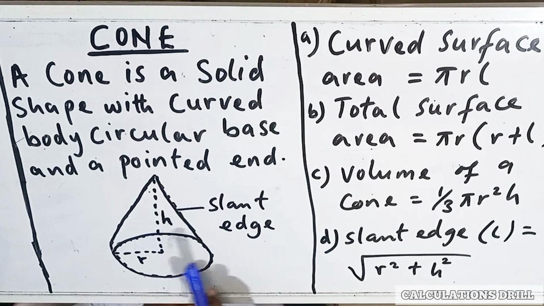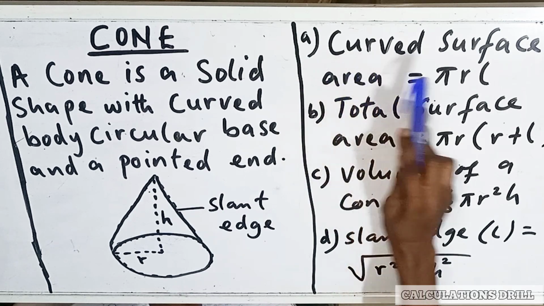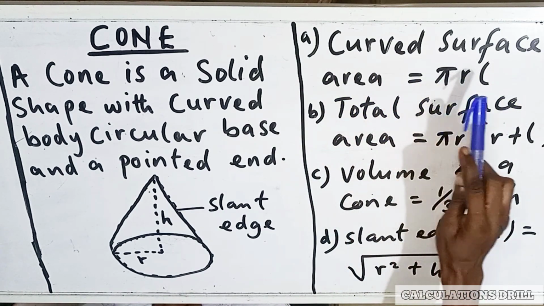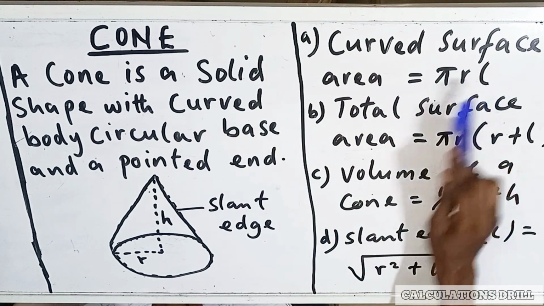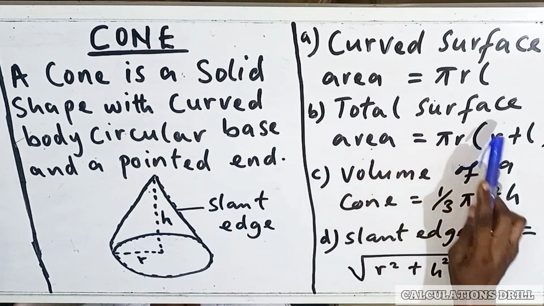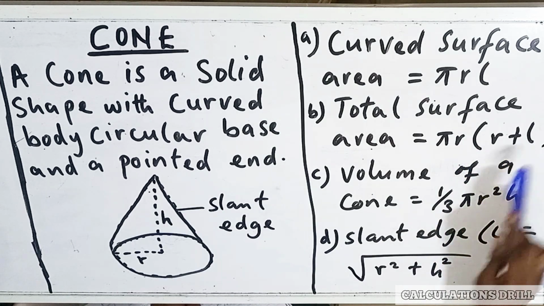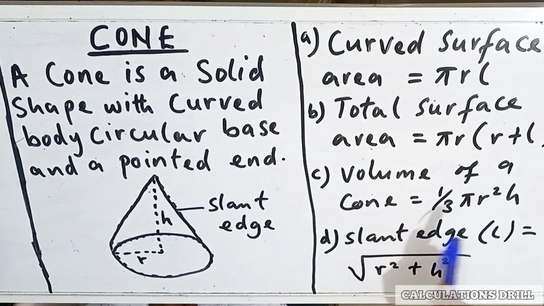Some of the formulas we need to understand are the curved surface area, pi RL. The L there is the slant edge, as you can see. Then total surface area, pi R into bracket R plus L. Another one is the volume of a cone, 1 over 3 pi R square H. Then the slant edge, L, equals the square root of R square plus H square.